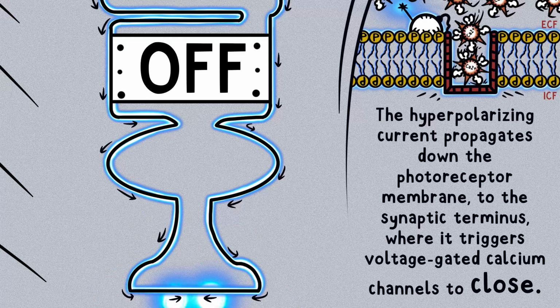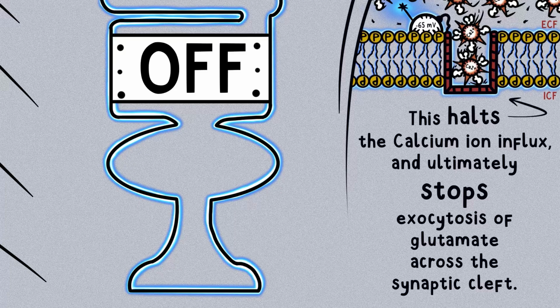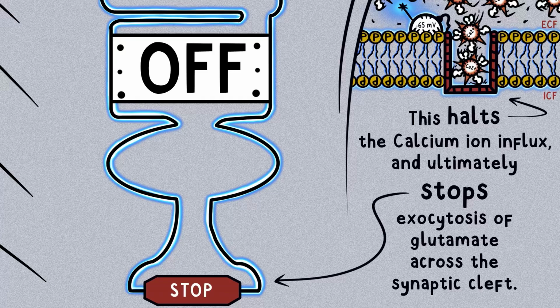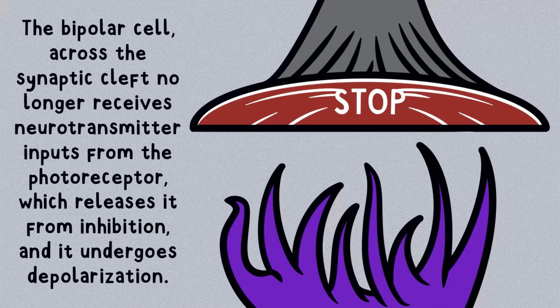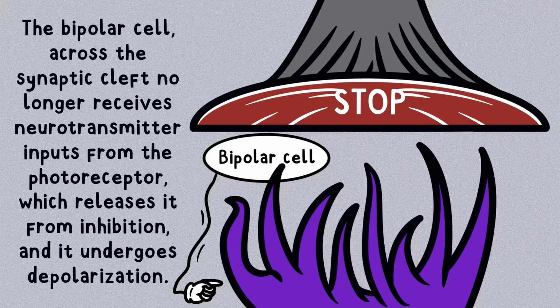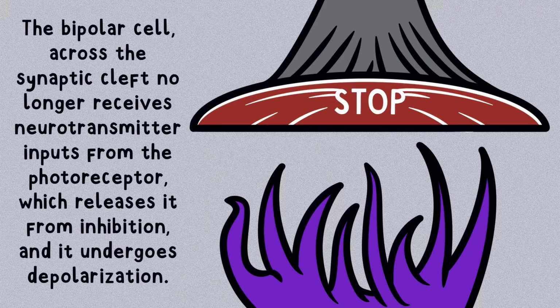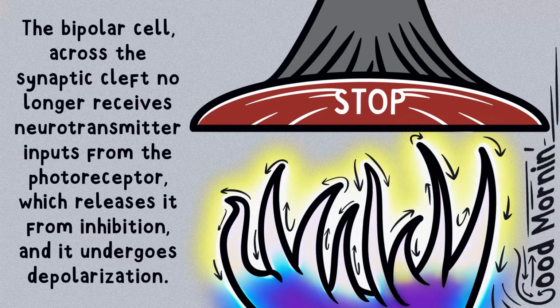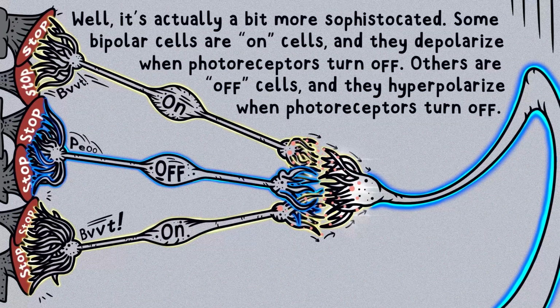The hyperpolarizing current then propagates down the photoreceptor membrane to the synaptic terminus, where it triggers the voltage-gated calcium channels that were previously open to close. This halts calcium ion influx and ultimately stops exocytosis of glutamate across the synaptic cleft. The bipolar cell across the synaptic cleft no longer receives neurotransmitter inputs from the photoreceptor, which releases it from inhibition, and it undergoes depolarization. In truth, it's a bit more sophisticated.